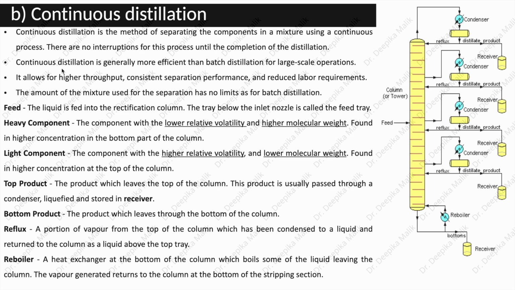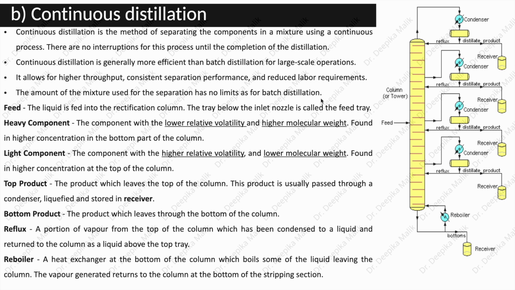Continuous distillation is generally more efficient than batch distillation for large-scale operations. It allows for a higher throughput, consistent separation performance, and reduced labor requirements. The amount of the mixture used for the separation has no limits as for batch distillation.